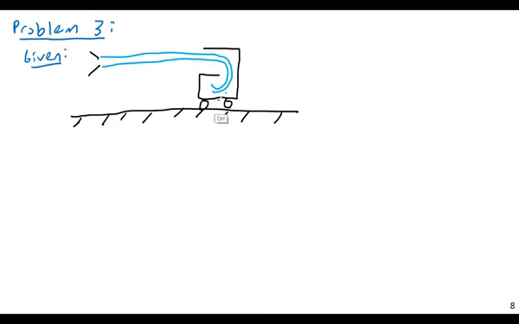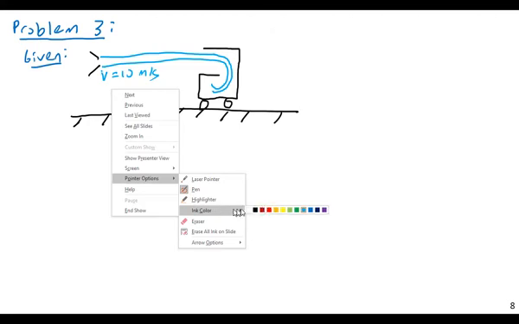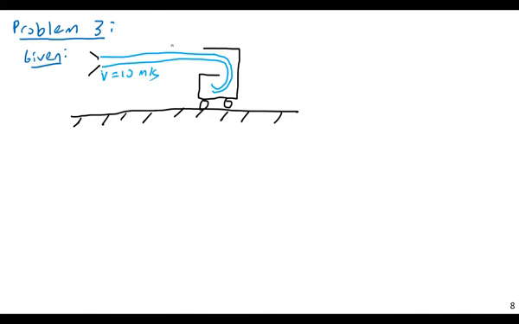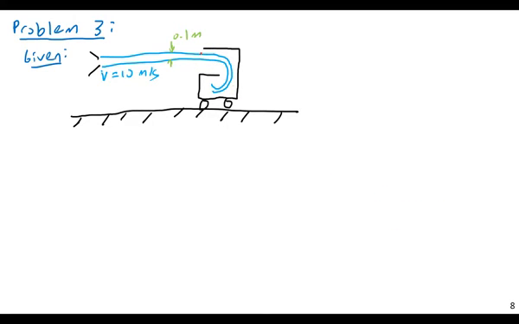Okay, so let's see. We have this stream of water with a velocity of 10 meters per second and a stream diameter of 0.1 meters, and we have a moving control volume, as shown.